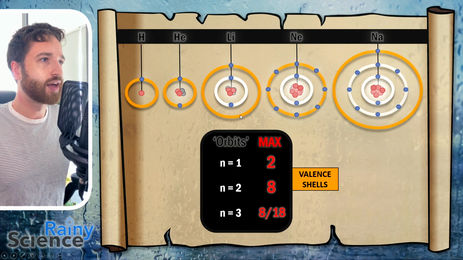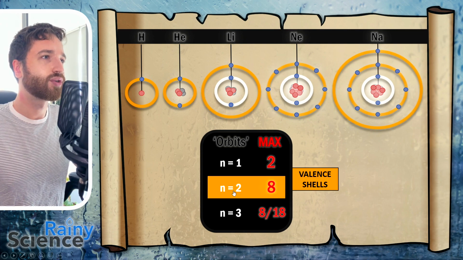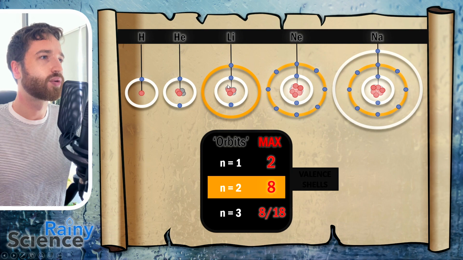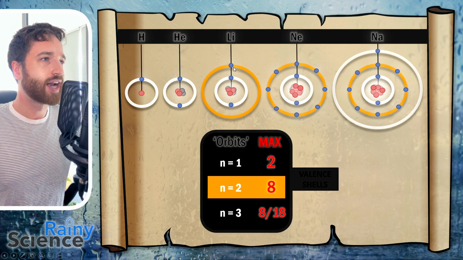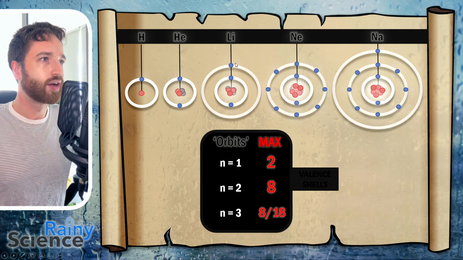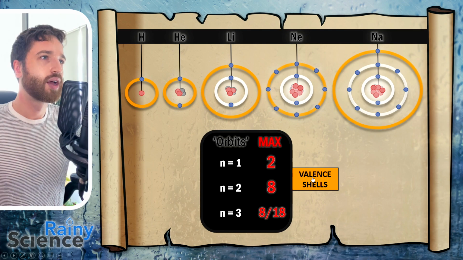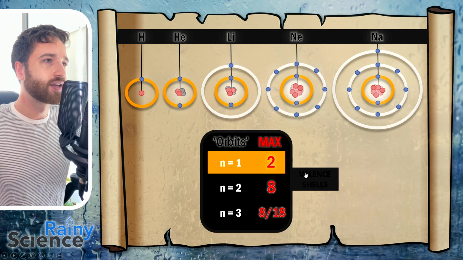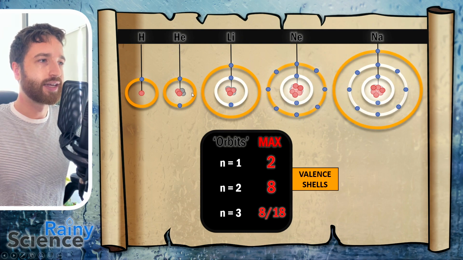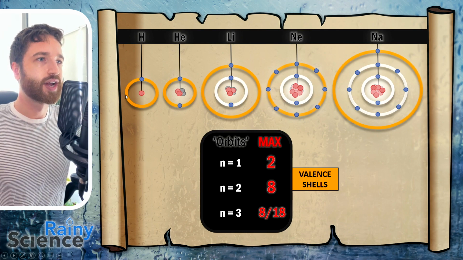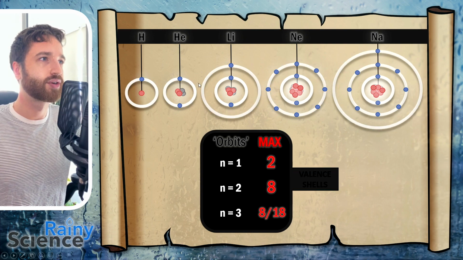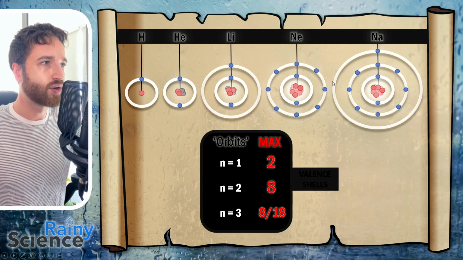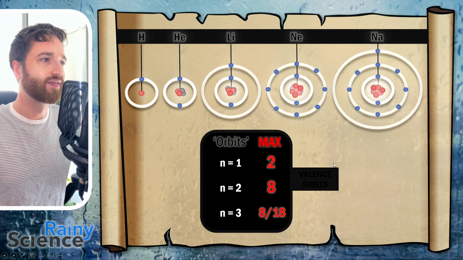With lithium, the second orbit, n equals 2, is the valence shell, the valence orbit. And it has 1 electron in its valence shell. So it has 1 valence electron. And hydrogen and helium, n equals 1. There's so many colors happening. N equals 1 is their valence shell, and hydrogen has 1 valence electron, helium has 2, lithium has 1, neon has 8, sodium has 1 valence electron.